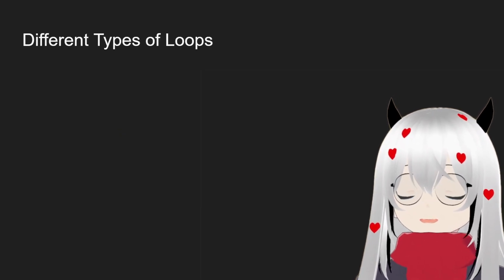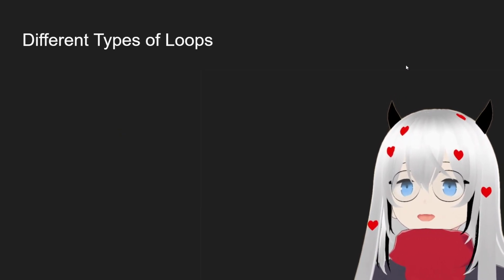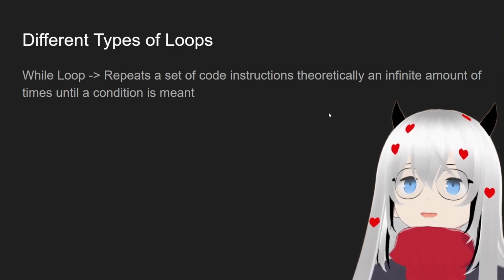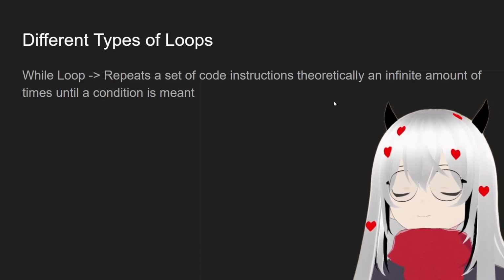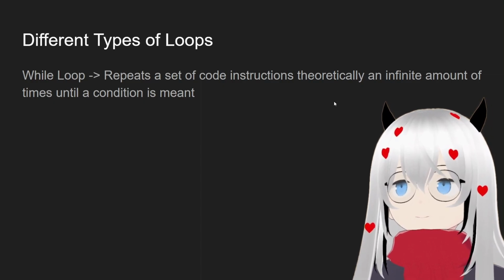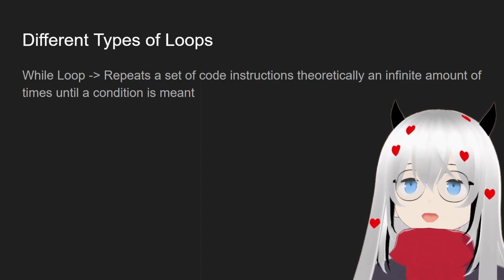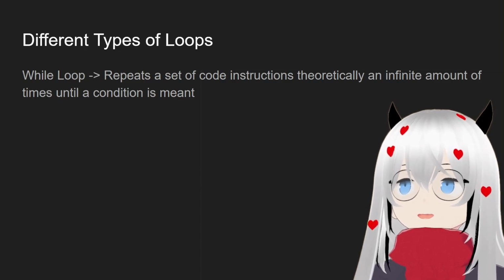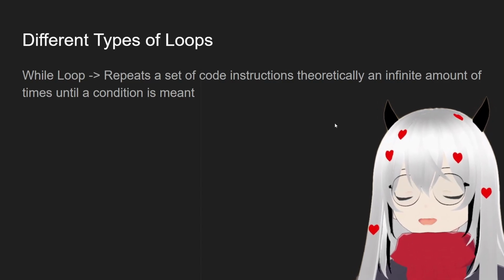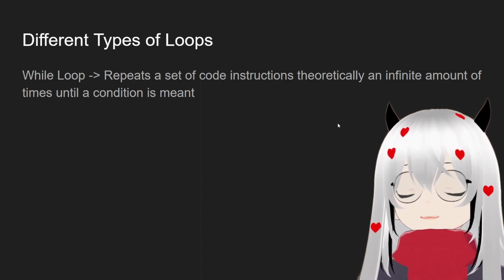So now we're gonna talk about the different types of loops. The first type of loop is a while loop, which basically repeats a set of code instructions, theoretically an infinite amount of time, until a condition is met. We're not really going to use while loops in this episode because while loops mainly use conditional statements, which we're not going to cover in this episode. That's going to be a topic for next episode.